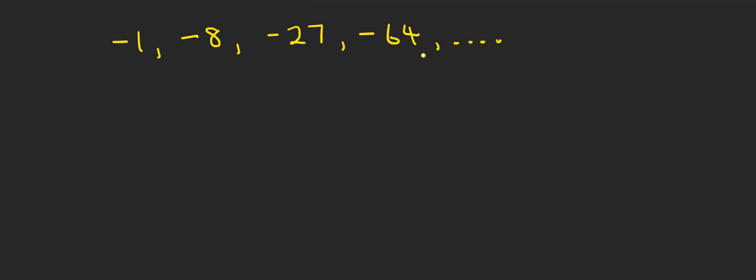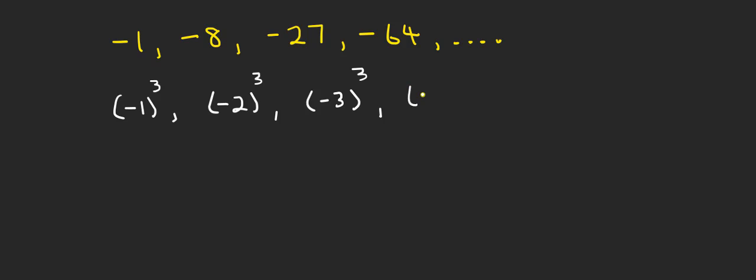Now we have a sequence. And how do we come up with the rule or equation of this sequence? Well, if you notice each term, we could rewrite this as quantity negative 1 to the third power, quantity negative 2 to the third power, quantity negative 3 to the third power, and quantity negative 4 to the third power, and so forth. That's the pattern.